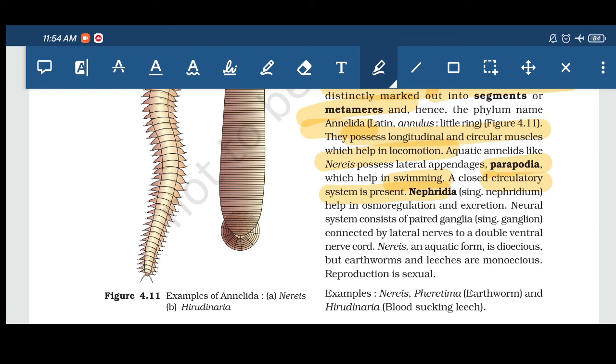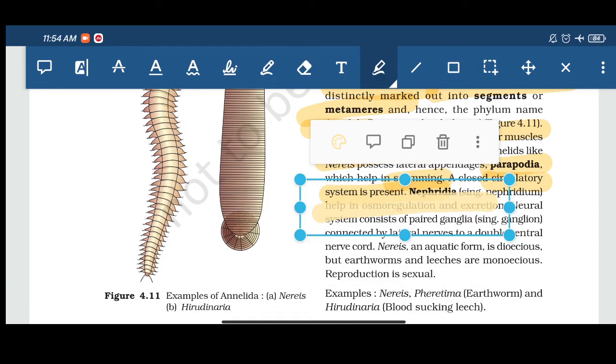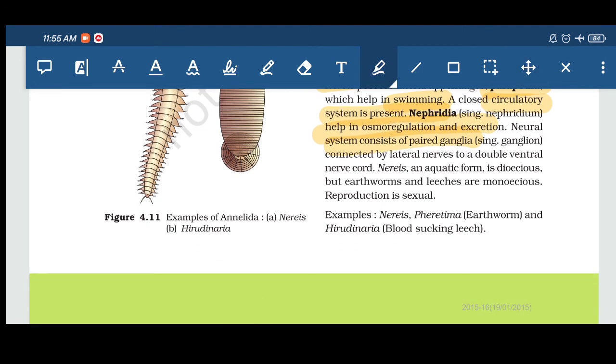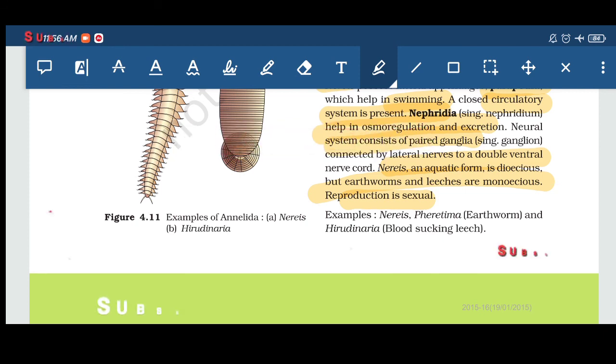Nephridia is an excretory organ in Annelida. This is to be remembered. Excretory system in Annelida. The neural system consists of paired ganglia connected by the lateral nerves to a double ventral nerve cord. Nereis, an aquatic form, is dioecious, but earthworm and leech are monoecious, reproducing sexually. So Nereis is dioecious, that means it has separate sexes, but earthworm has both the sexes in the same individual. Examples: Nereis, Pheretima and Hirudinaria.